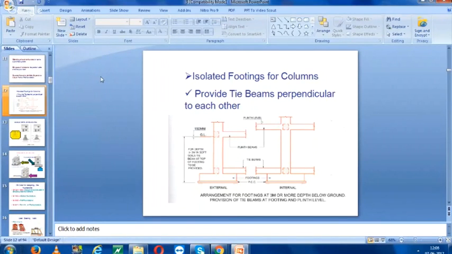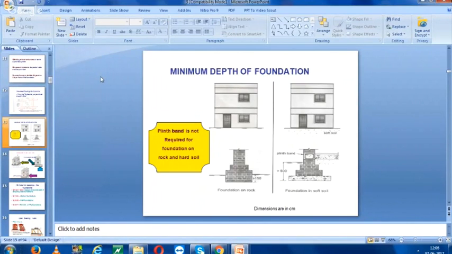If you are not providing tie beams, in that case, one of your footings or foundations is going to subside more as compared to your other footings or foundations. Minimum depth of foundation. Plinth band is not required for foundation on rock and hard soil, but it is required other than that. So there are specifications that you are supposed to follow as per Indian standard codal provisions.